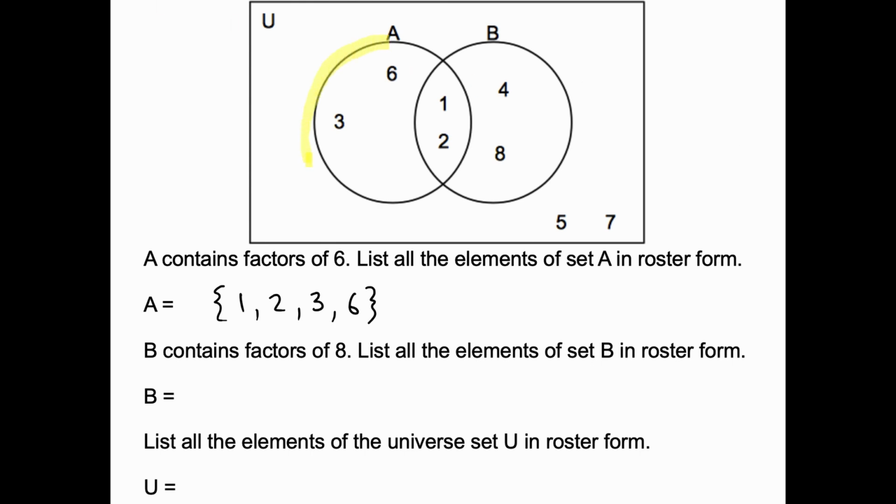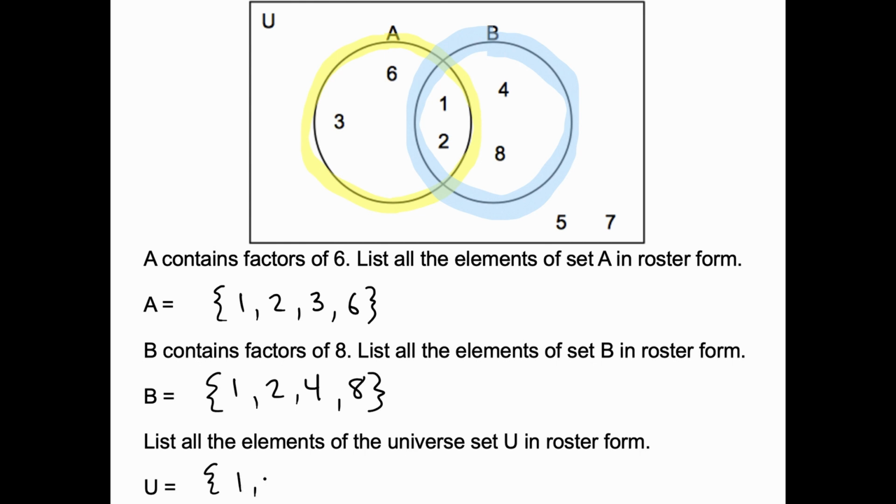The A bubble is this. Any member who falls inside that region is part of the set. This is the B bubble. What elements are inside the B bubble? 1, 2, 4, and 8. Now list the members of the universe set. There are 1, 2, 3, 4, 5, 6, 7, and 8.